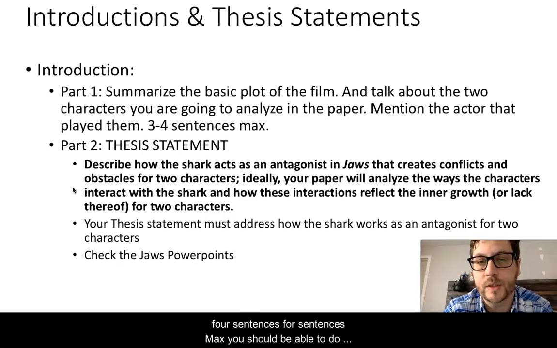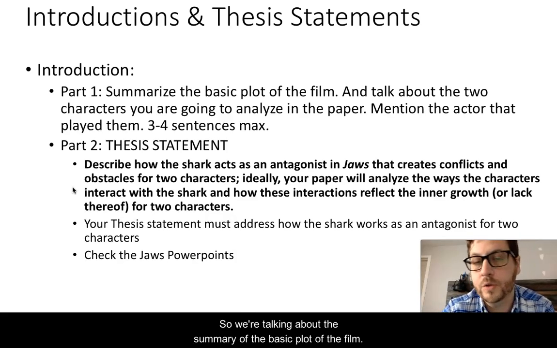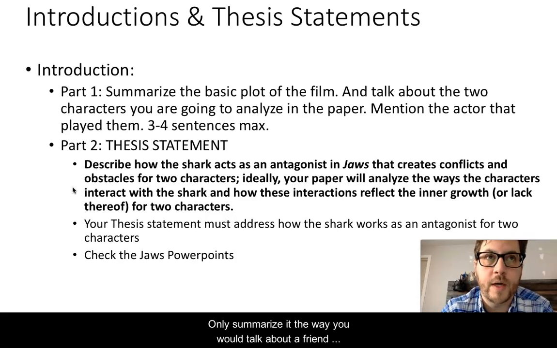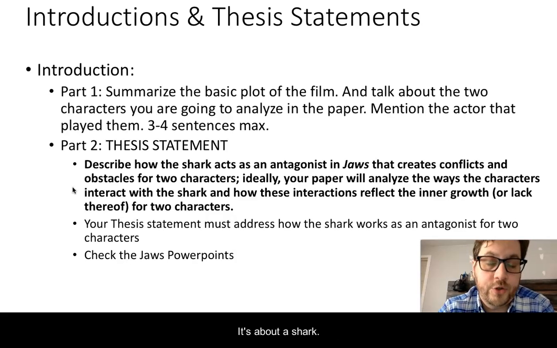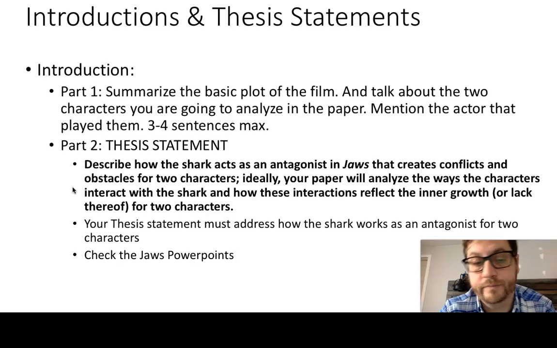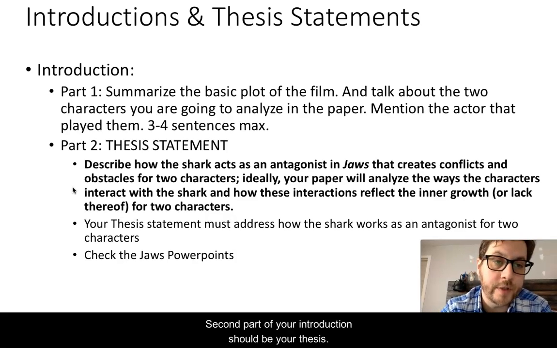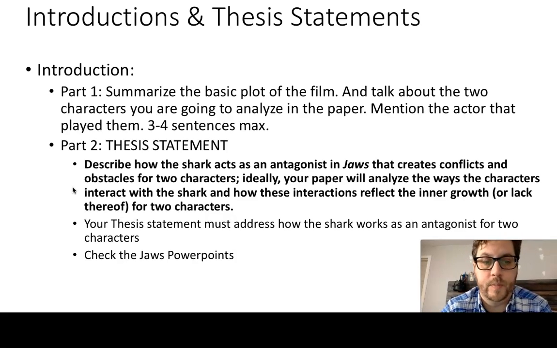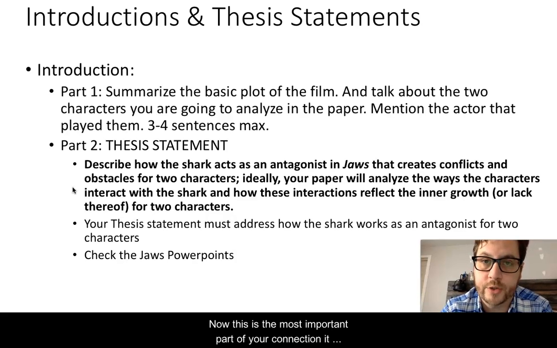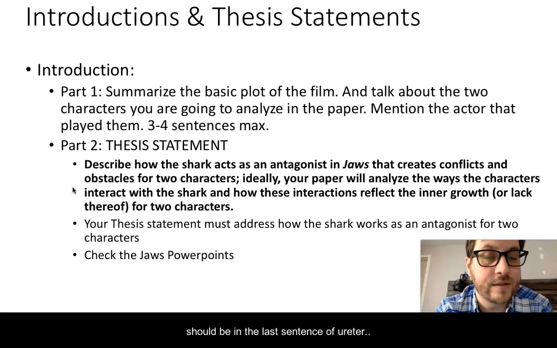You should be able to do this really quickly. So when we're talking about the summary of the basic plot of the film, only summarize it the way you would talk about a friend who has not seen it. It's about a shark that attacks a town. Second part of your introduction should be your thesis statement. Now, this is the most important part of your introduction and should be in the last sentence of your introduction.